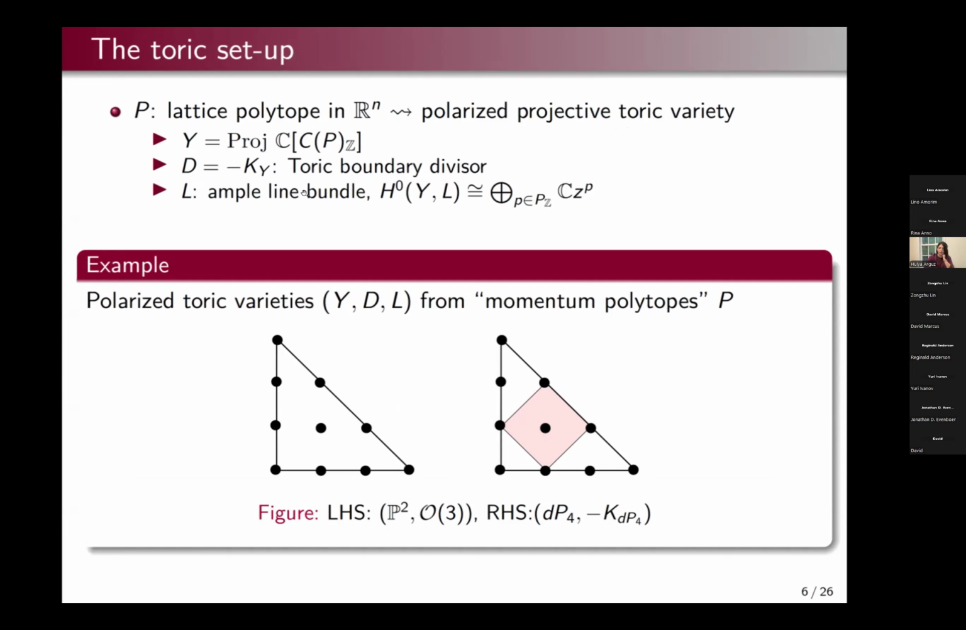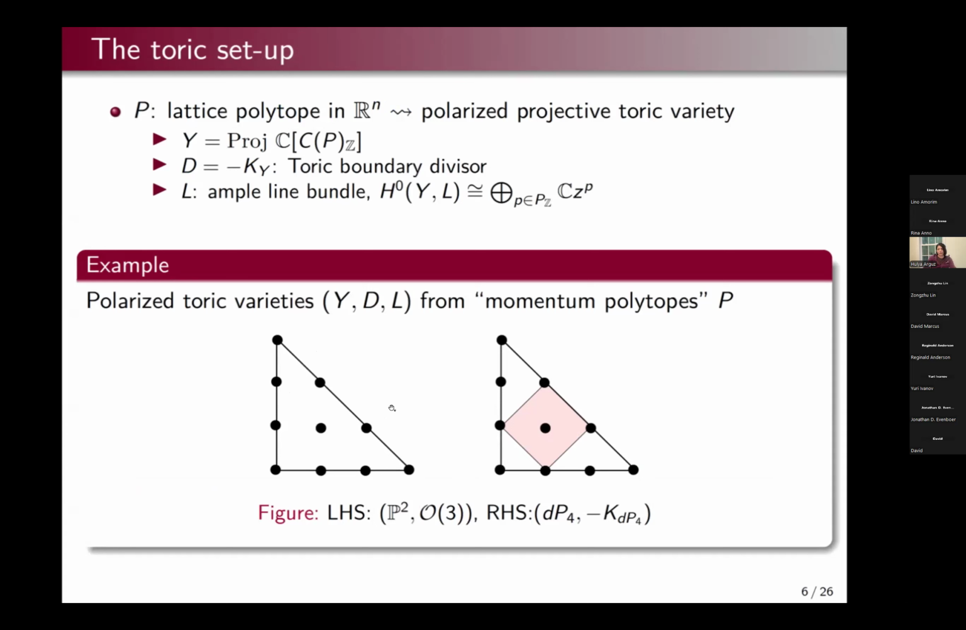So when you have a polytope P, I denote by CP the cone over P, and I consider the monoid of integral points inside this cone. And D is the toric boundary divisor, which is given by the union of torus fixed divisors, which is an anticanonical divisor in Y. And L is an ample line bundle.